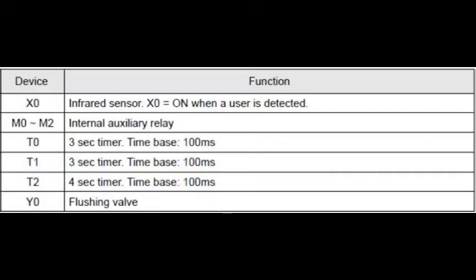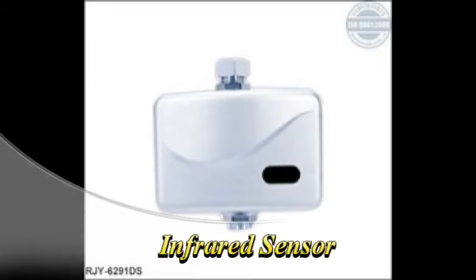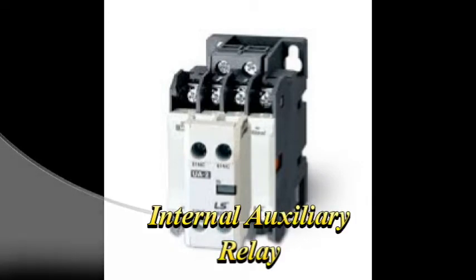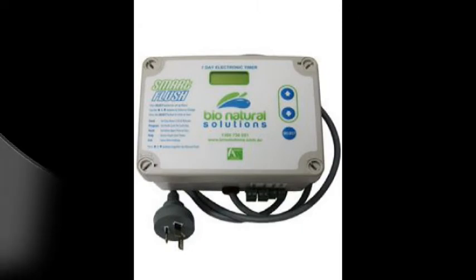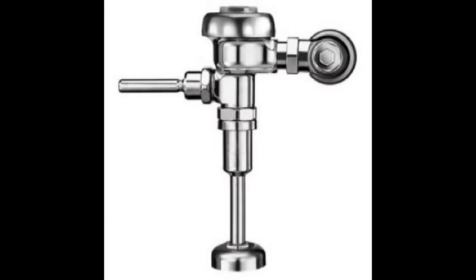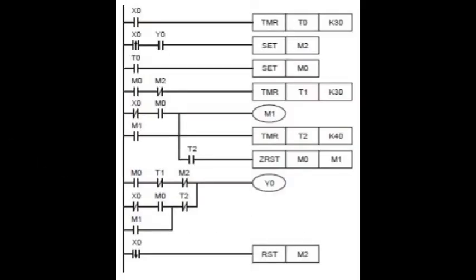These are the devices used in the automatic urinal flushing control system and their designated labels for the ladder diagram. X0 for the infrared sensor, M0, M1, and M2 for the internal auxiliary relays, T0 and T1 for the 3-second timers, T2 for the 4-second timer, and Y0 for the flushing valve. Here is the ladder diagram of the automatic urinal flushing control system.